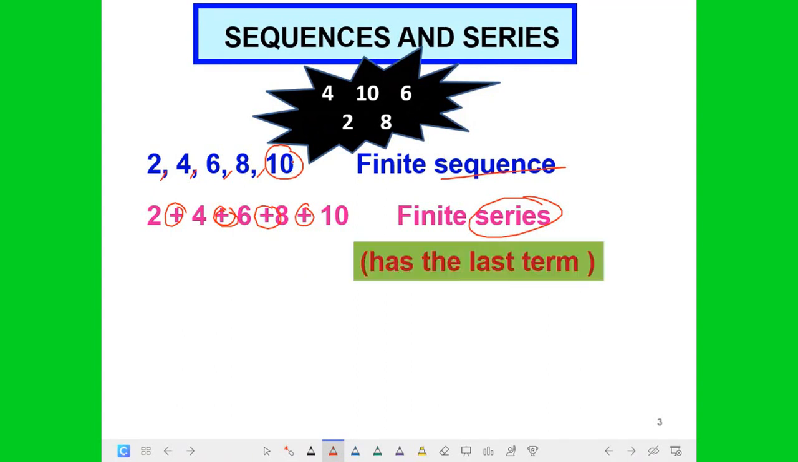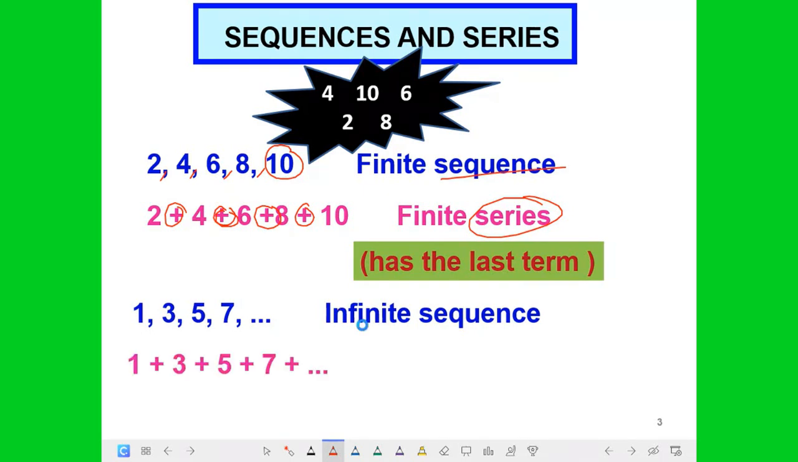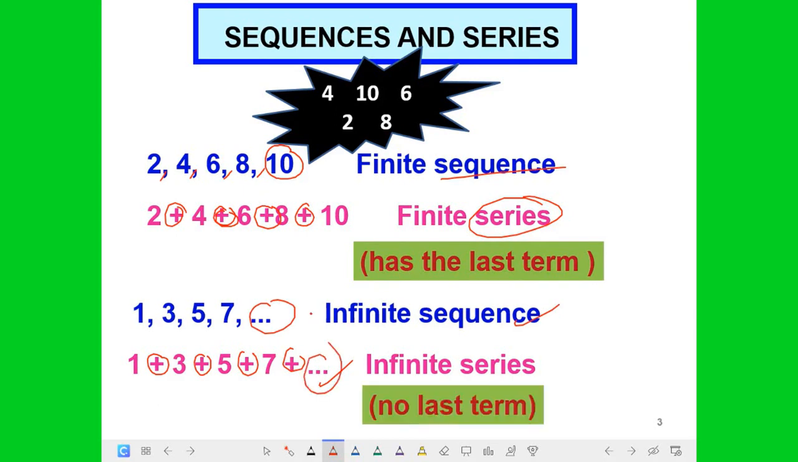When there is 1, 3, 7, 5 and it goes on until dots, we don't know the last term. We call it an infinite sequence. This pink one is an infinite series. Why series? Because of the plus. Infinite series. So this is an infinite sequence, with no last term.